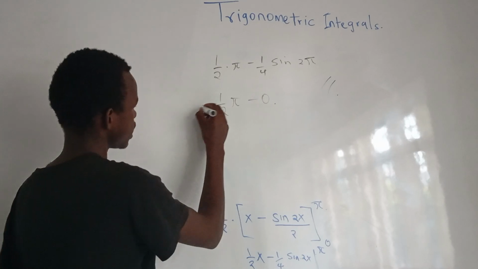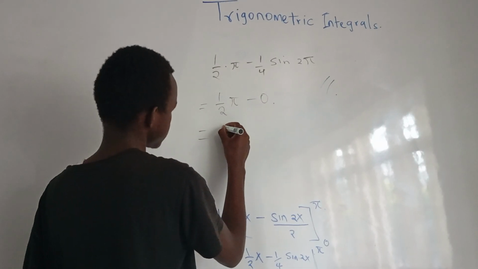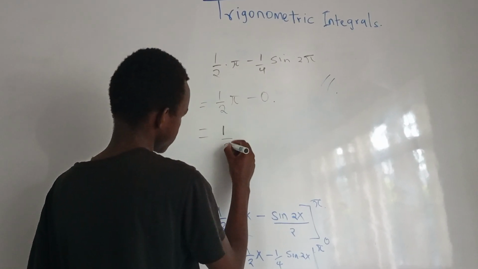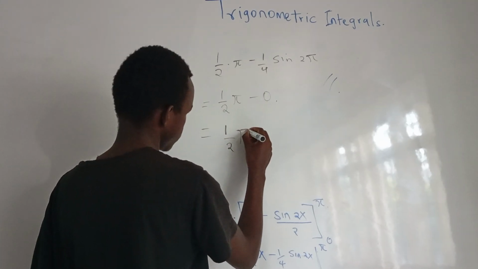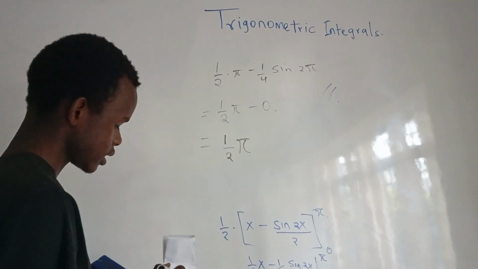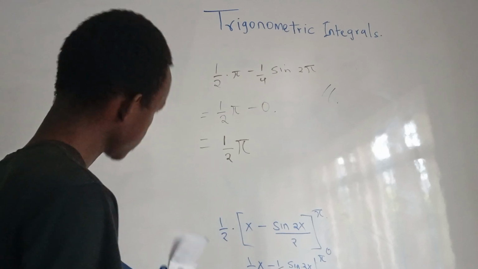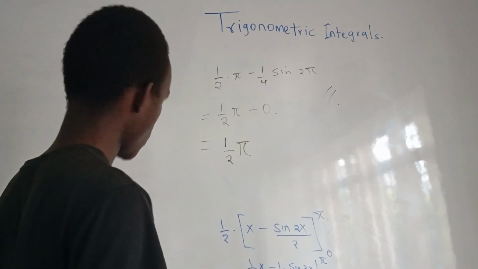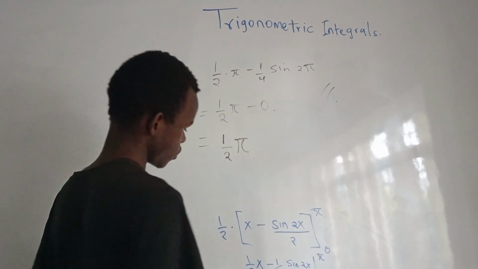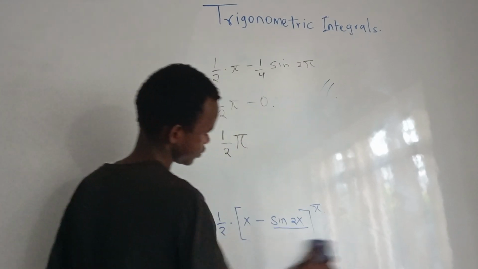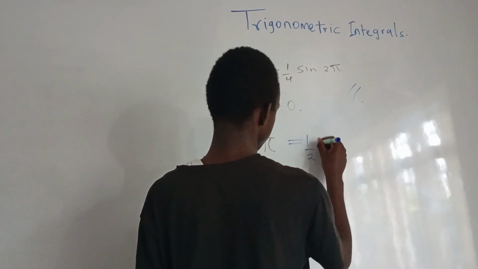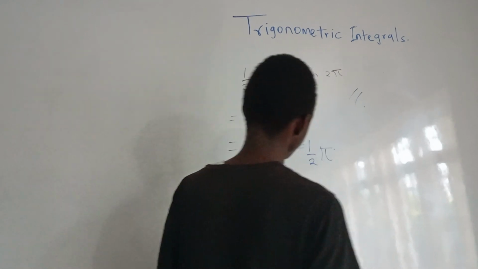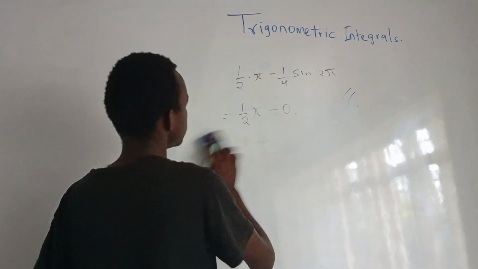Okay, so my final answer will be just a half pi. So that's my final answer. My final answer will be a half pi. It's simple. Straight away we go to another example. So we have seen these answers just the same as a half pi. Simple, it's quite easily done.